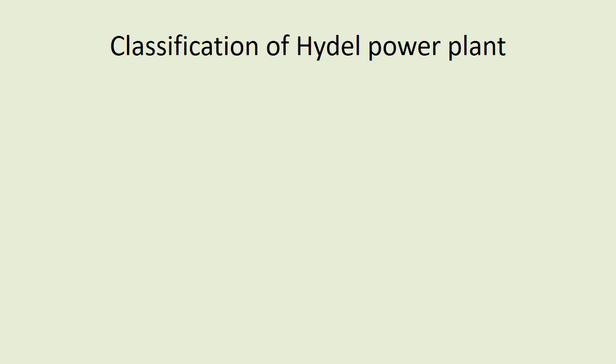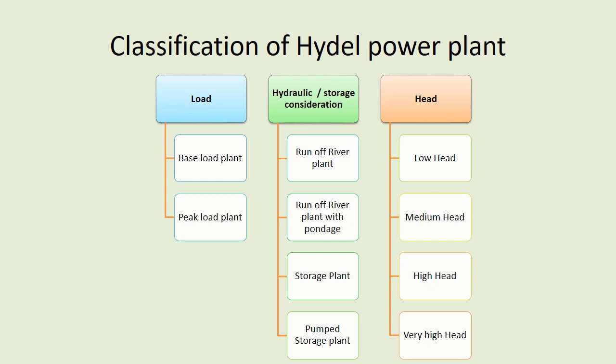Now, the classification of your hydropower plant can be done on different parameters, or in different areas. If you see, we classify on the basis of different areas: first is the load, then the hydraulics or storage consideration, and then the head. Previously we have discussed the head, the height of the head, and the way we build a dam, but we will be discussing that again also.